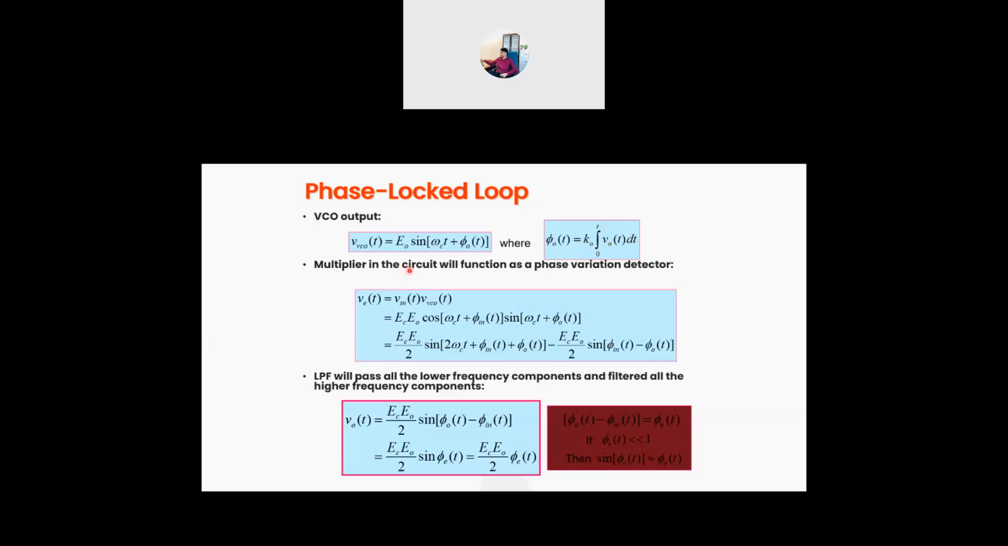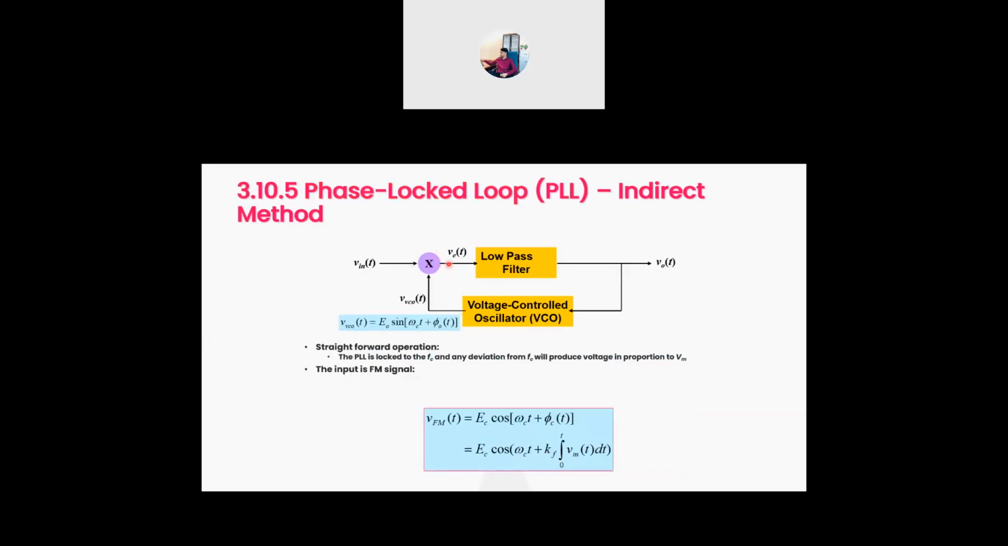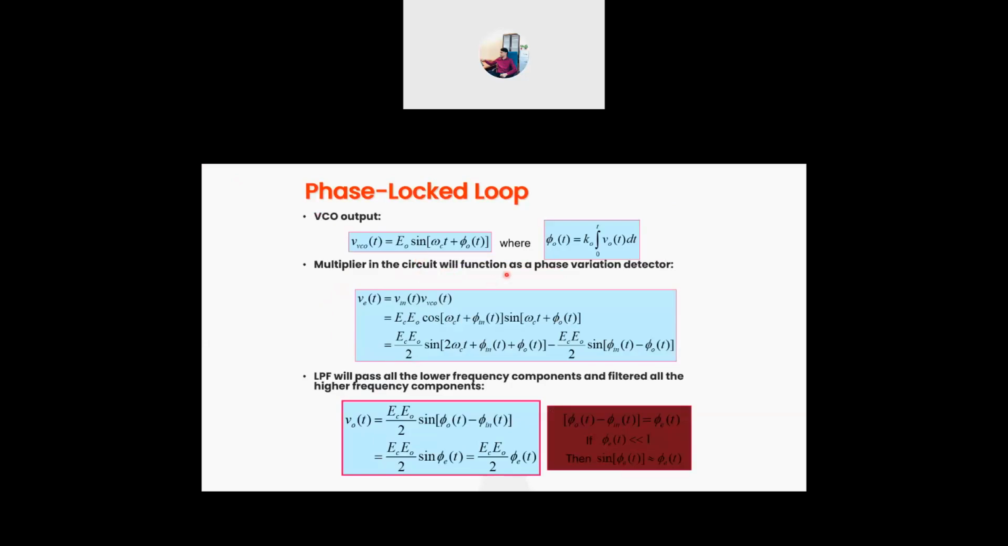The multiplier in the circuit will function as a phase variation detector. Referring to this, we will detect if there is any phase variation between this VCO and this V in. This is basically the multiplier's purpose, to function as a phase variation detector. So VE is equal to V in multiplied with VCO.